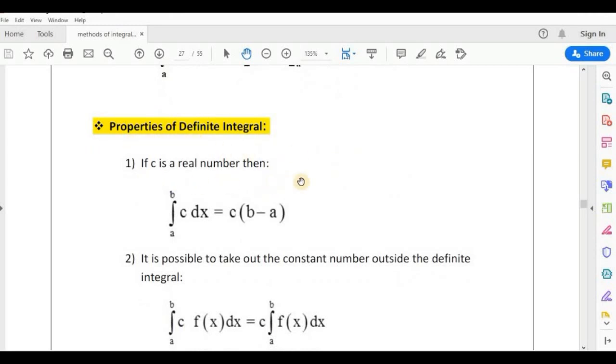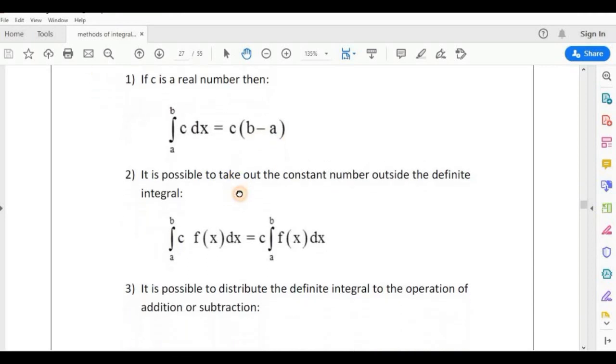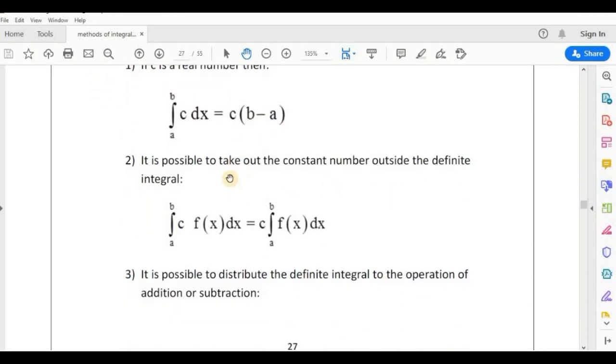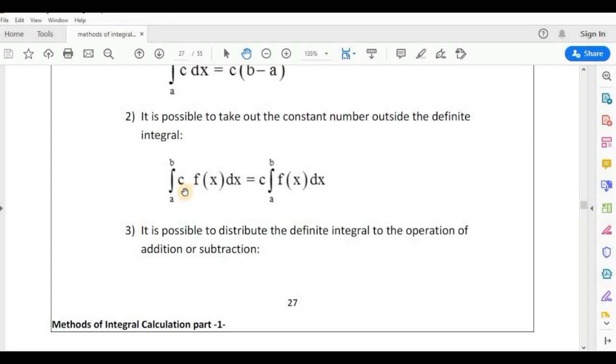If c is a real number, and we have this definite integral where c is just a number, then we can directly get the result of this integral, it will be c multiplied by (b minus a). The second note, it is possible to take the constant number outside of the definite integral. As we know, this is a number, we can take the number outside the integral, so it will be c times the integral from a to b of f(x).